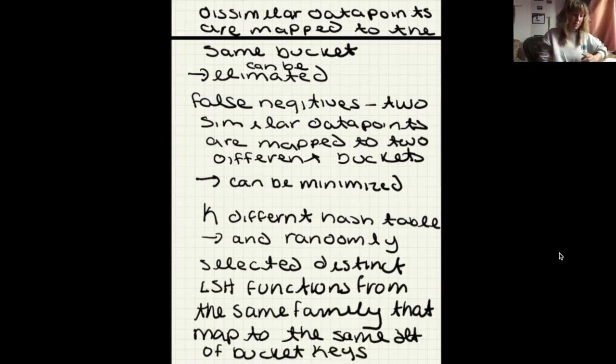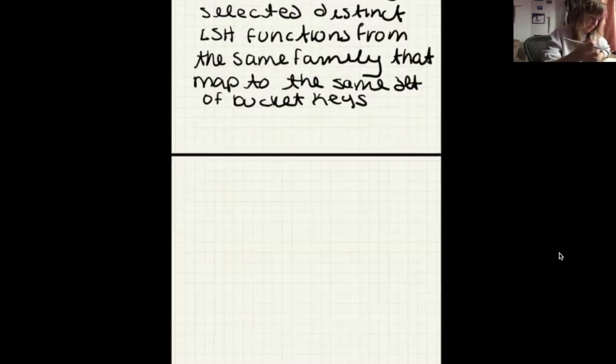Now that I've gone over how to minimize the false negatives, I'm going to talk a little bit about false positive management. A false positive is when we have two dissimilar objects mapped to the same bucket. So the next step for locality sensitive hashing would be to check if the objects contained in those buckets are going to be similar.